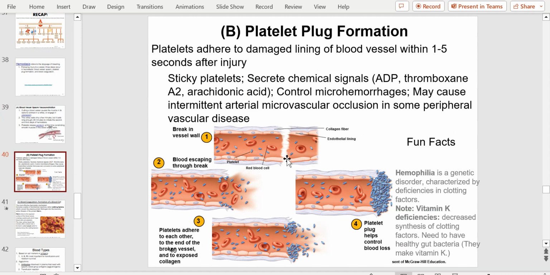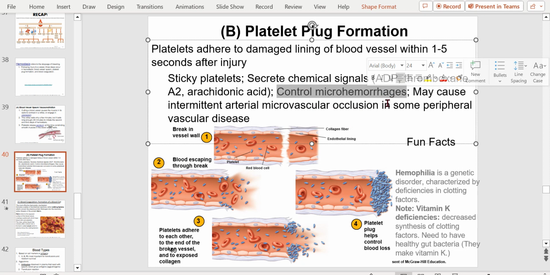And you'll see what we call platelet plug formation. The platelets adhere to the damaged lining of the blood vessel within 1 to 5 seconds after injury. Sticky platelets secrete chemical signals, and they control these microhemorrhages. Love that word, microhemorrhages. Hemorrhage is bleeding, right? These may cause intermittent arterial microvascular occlusions and some peripheral vascular diseases. The blood escapes through the break in the blood vessel, the platelets adhere to each other, they're really sticky, and once one is there, another one comes. The platelet plugs help to control the blood loss.